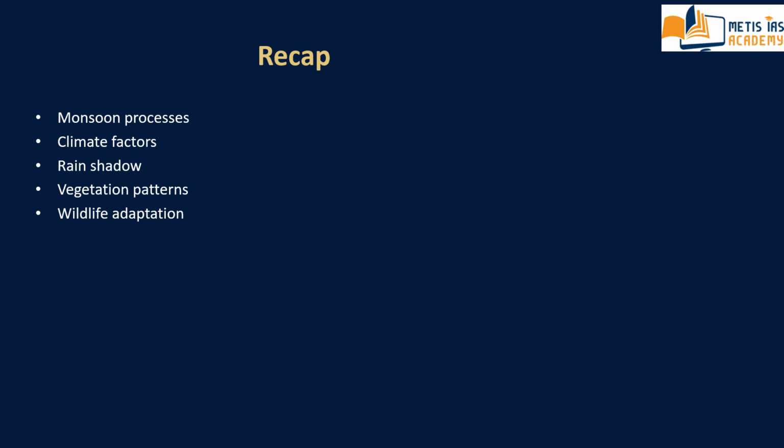In this chapter, we have gone through the monsoon process, climate factors, rain shadow, vegetation patterns, wildlife adaptation, and conservation efforts.